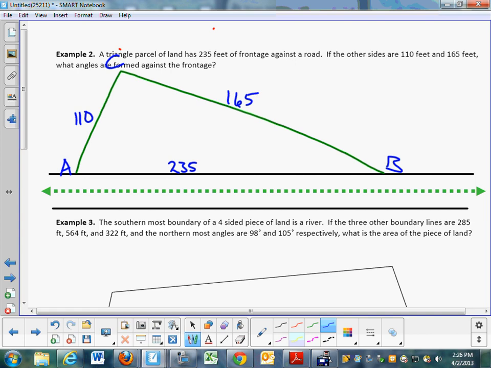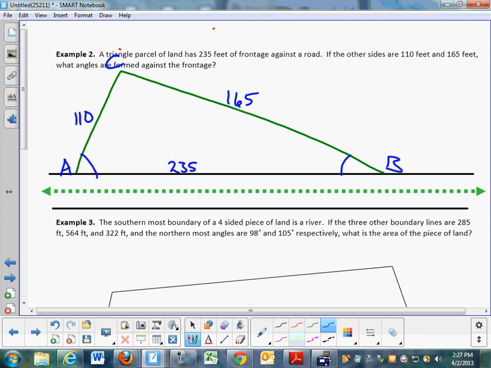Okay, here we go. They want to know the angles against the side. It says triangle parcel of land. I drew it. 235 feet is frontage feet. Okay, it's against the road. It's up front. We got 110 and 165. So I need to know angle A, this angle right there. I also need to know angle B, this angle right there. That's what I've got to figure out, where those angles form. That's what it says. What do you do?